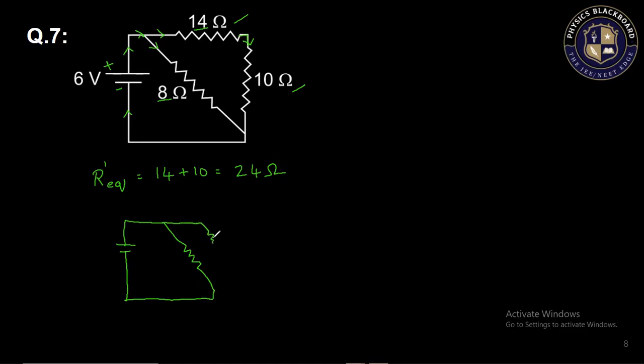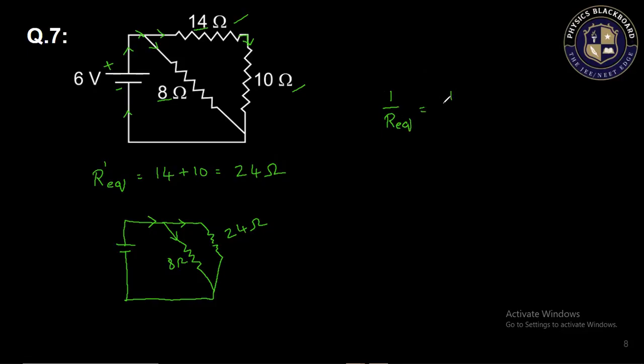Now, instead of 14 and 10 ohms, I can take 24 ohms, right? 24 ohms. This remains 8 ohms. Now you can see that the current which is passing will divide at this point across the 8 ohm and 24 ohm resistors. So we can say that these two resistors are now in parallel connection.